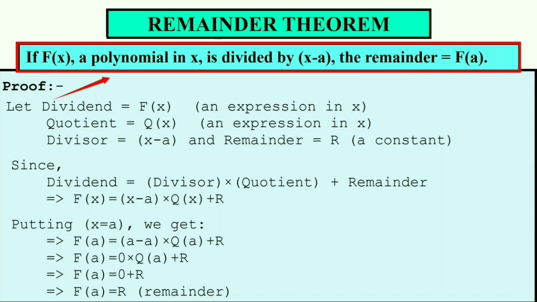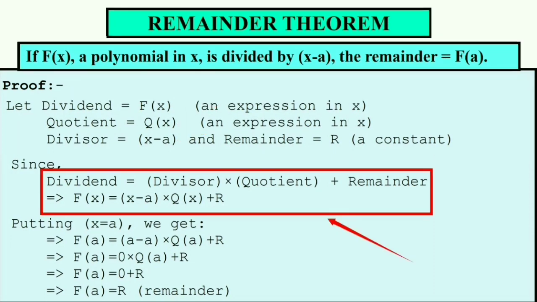Let's see the proof for the theorem. Here the dividend is named as f(x) because this expression depends upon the value of x. Quotient is named as q(x) because this also is an expression which is in terms of x, and the divisor is x minus a, which is a linear expression in terms of x. It means its degree is 1. Now let's observe the next block.